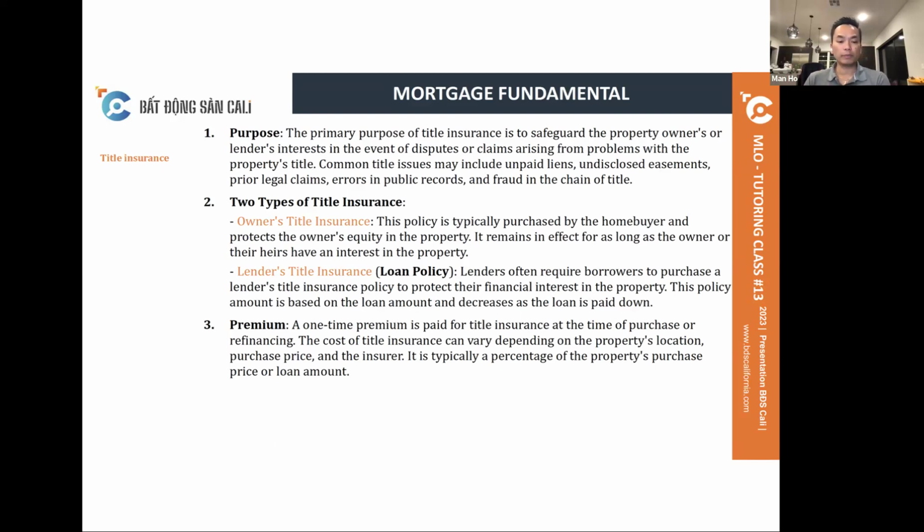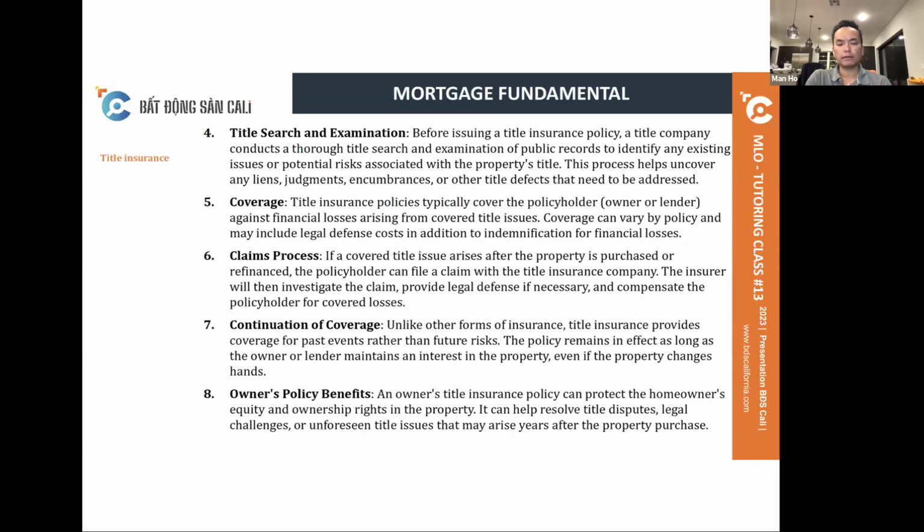Okay, so what is the premium? A one-time premium is paid for title insurance, which is, let's say, an amount of 1,500 to 2,500, at the time of purchasing a home or refinancing a home. The cost of title insurance can vary depending on the property location, purchase price, and the insurer. It is typically a percentage of the property purchase price or loan. Okay, and I think I will have that in the next class.